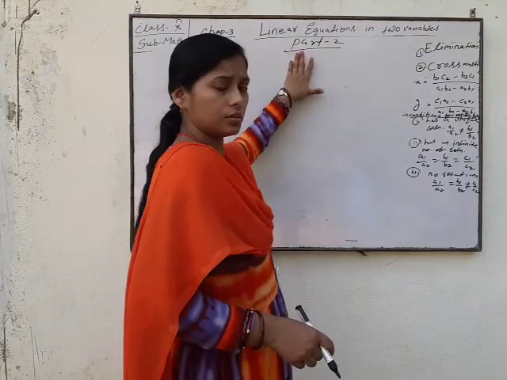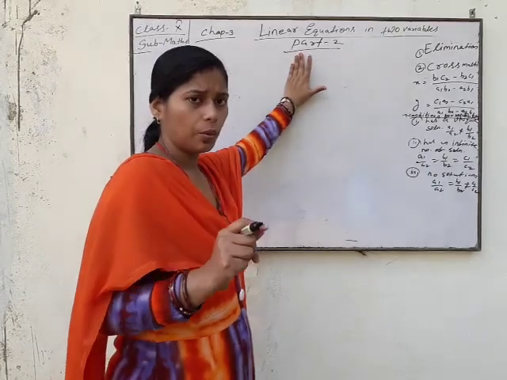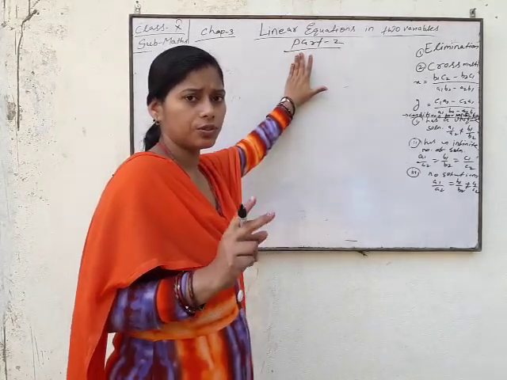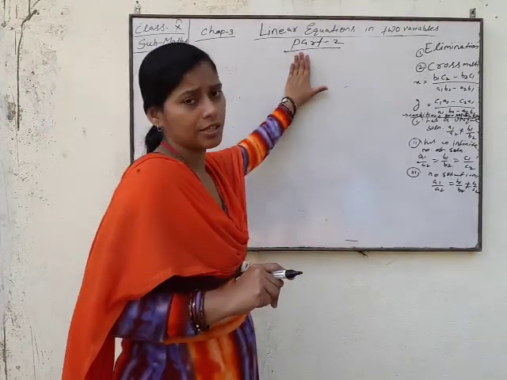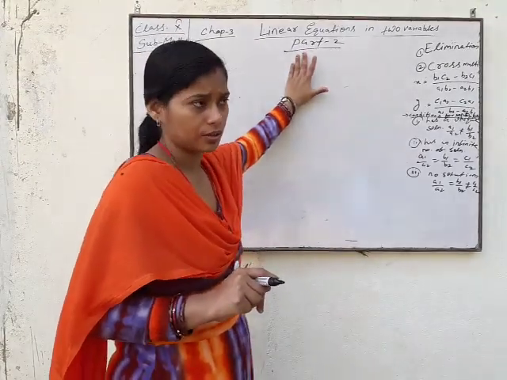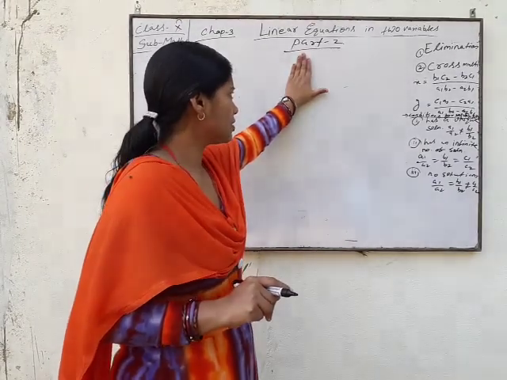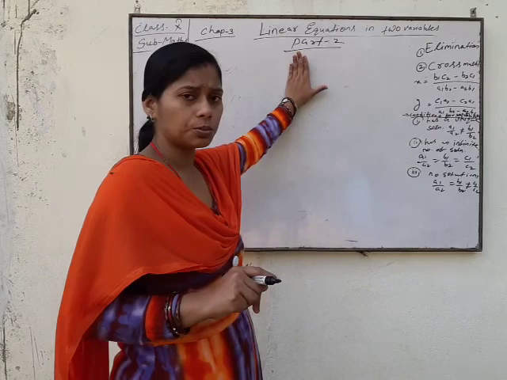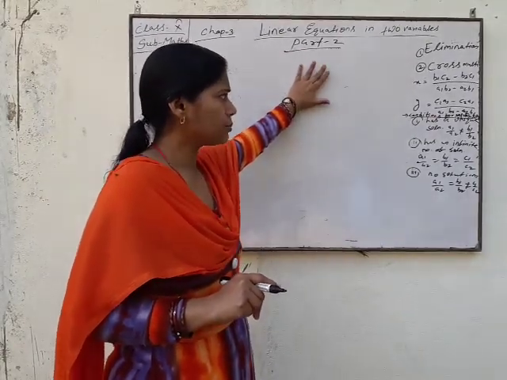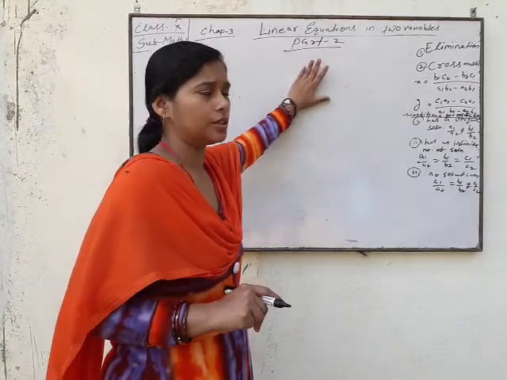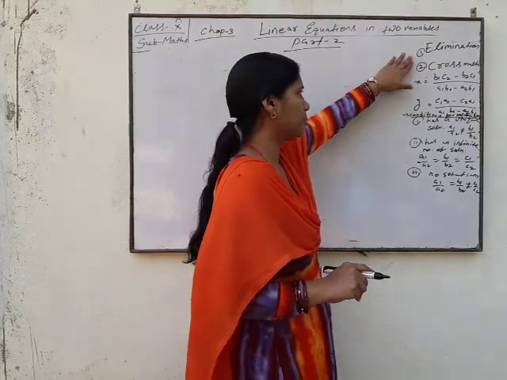In this video we will discuss the left points. It means the left two methods: one is the elimination method and the second is the cross multiplication method. In the first video we discussed the substitution method. Now we will discuss the elimination method and the cross multiplication method. And the very easy method is the elimination method.